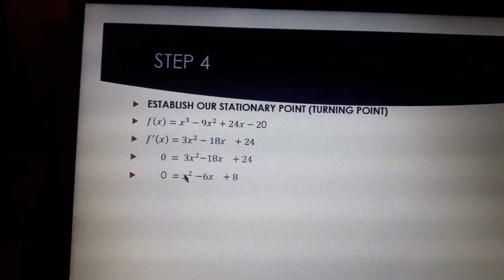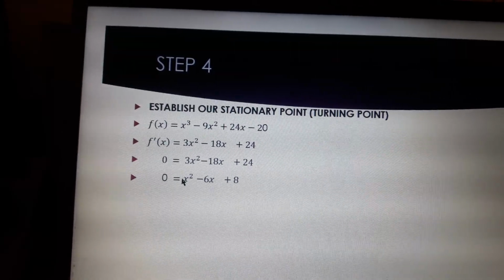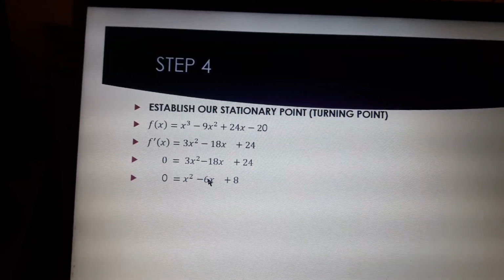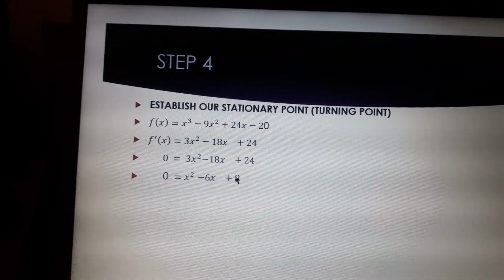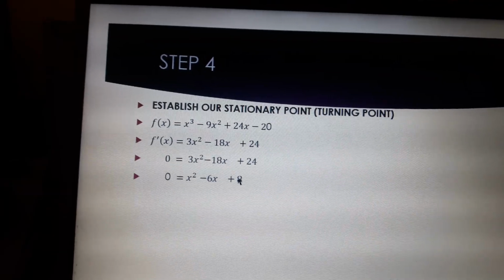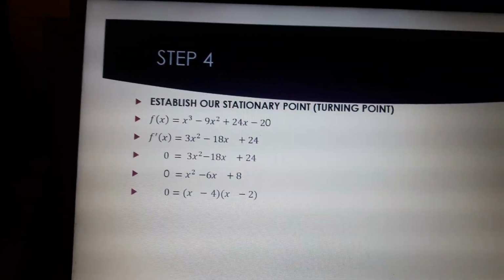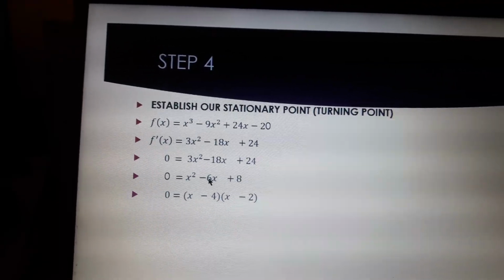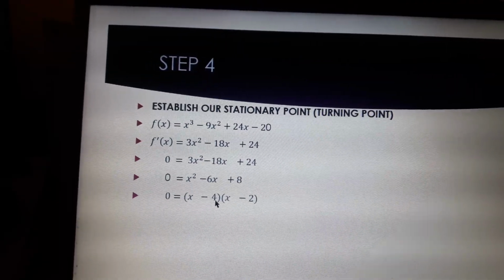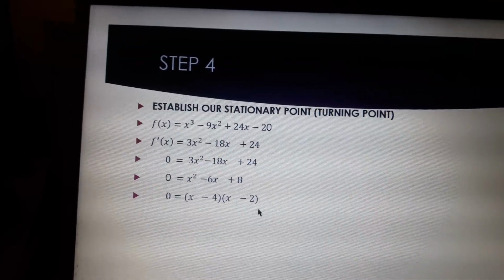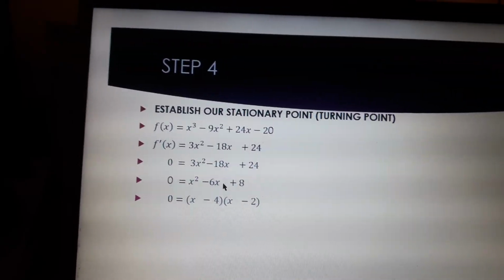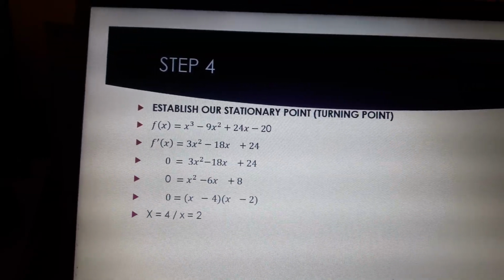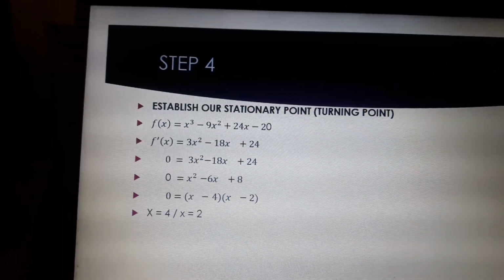Divide this by 3 and we get 1. Divide negative 18 by 3, we get negative 6. Divide 24 by 3, we get 8. Then we factorize: we look for the factors of 8 that, when added, give negative 6. That is negative 4 and negative 2. Obviously therefore x is equal to 4 and x is equal to 2.